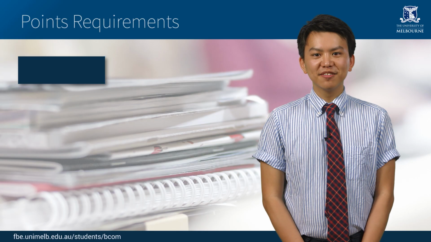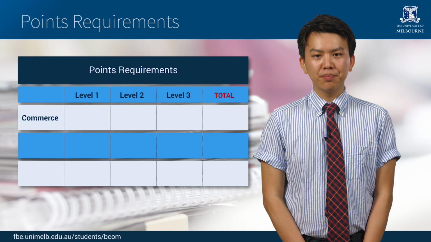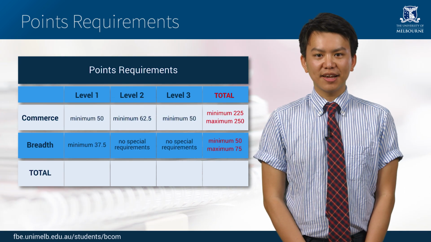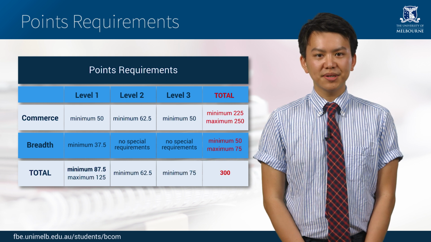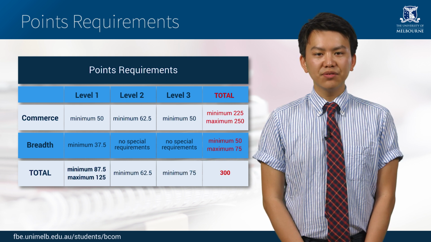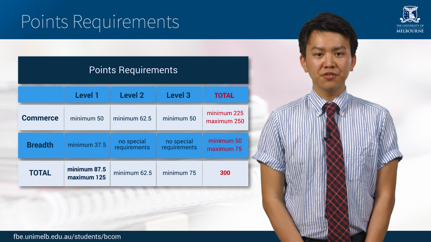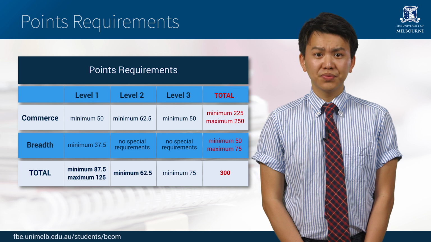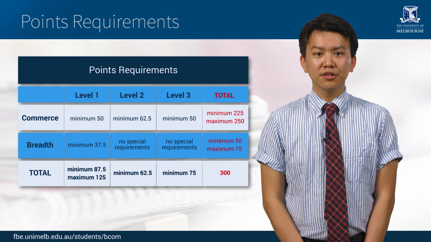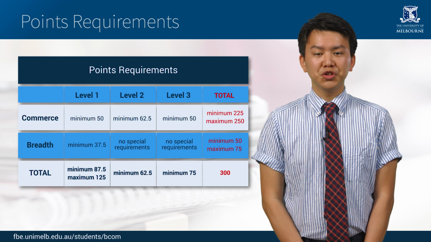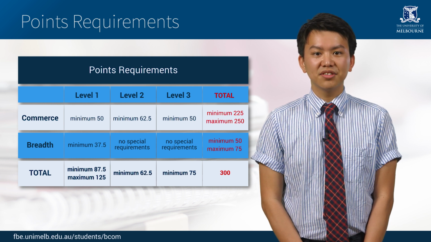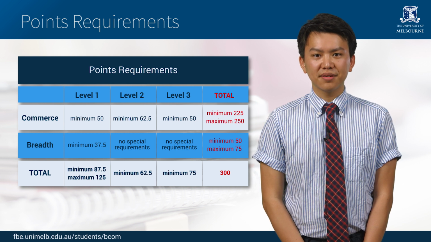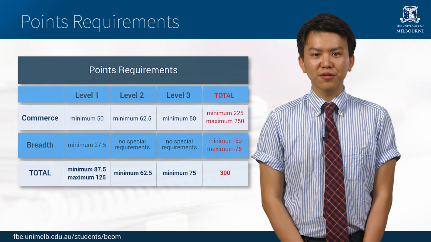As you can see, there is some flexibility in how you plan your BCom. However, you do need to meet set points requirements at each level. For example, you must do at least 7 level 1 subjects and no more than 10. Level 1 subjects are generally subjects that you will do in your first year or year 1. Level 2 subjects in your second year or year 2. Level 3 subjects in your third year or year 3. But it's not unusual for students to take a level 1 subject in their second and third year. You will normally take 50 points or 4 subjects per semester, and this is required if you want to finish the course in 3 years.